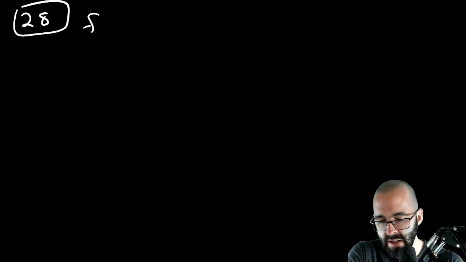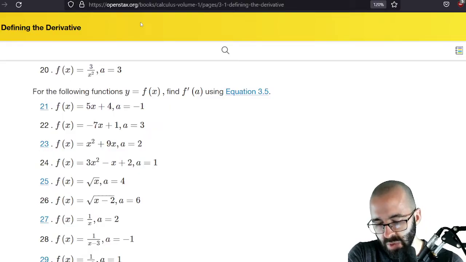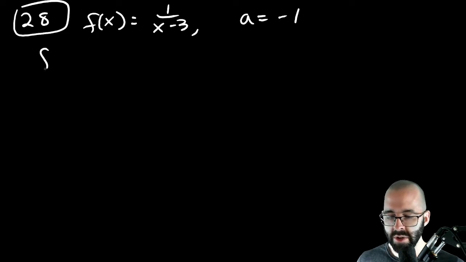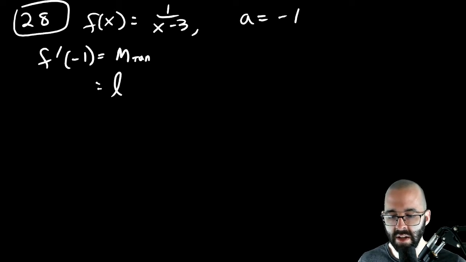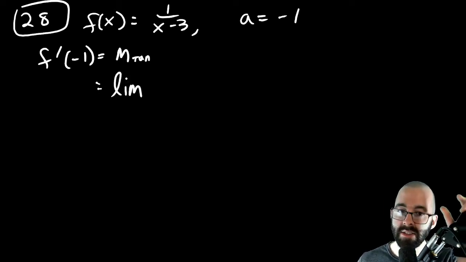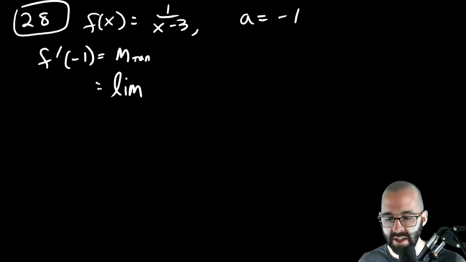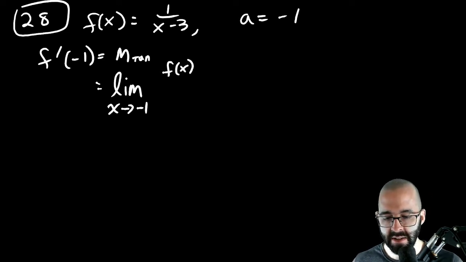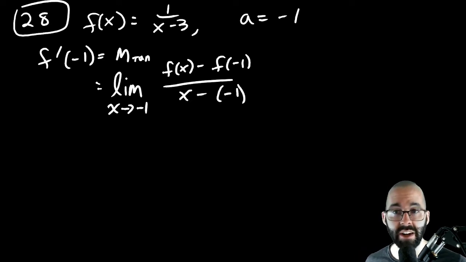28 is looking at this function, 1 over x minus 3, and an a value of -1. So the derivative, that's the slope of the tangent line, which is the slope of the secant line as the 2 points in the secant line get really close together. So it's the slope of the secant line as that second point gets really close to that first point, as our x value gets really close to -1. That's going to be f of x minus f of -1 divided by x minus -1. Be very careful with your negatives here.